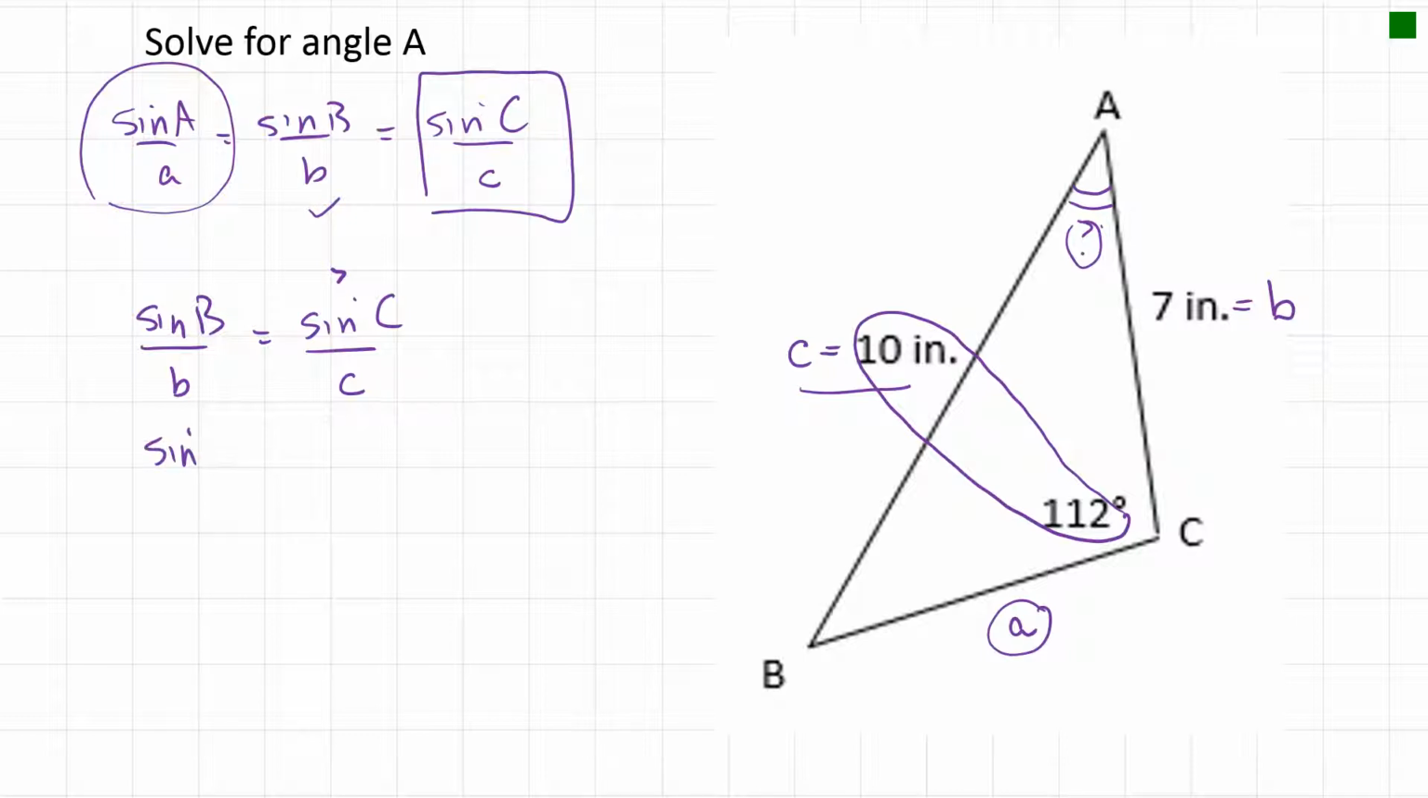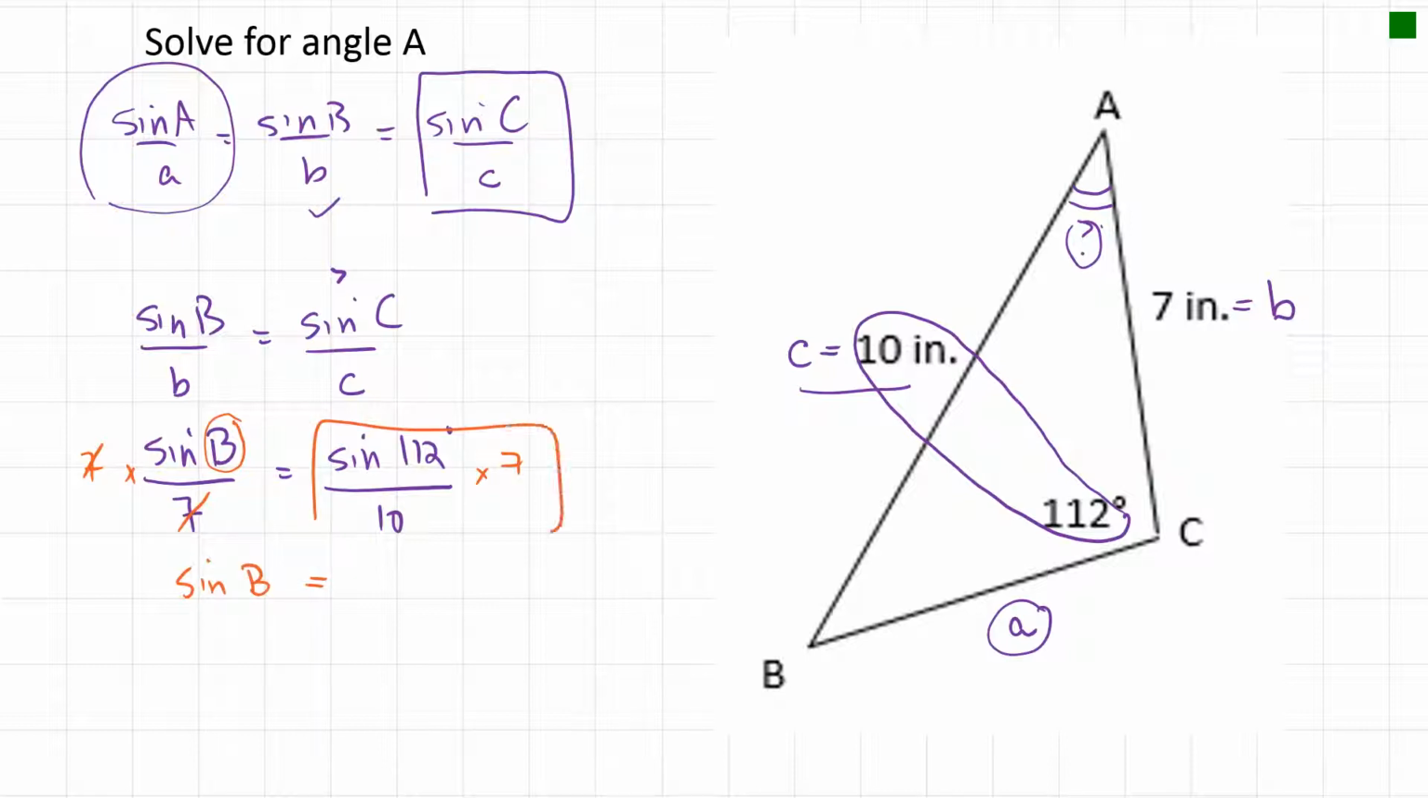So the sine of b, which we don't know, over little b, which is 7, equals the sine of 112 over 10. Since b is my variable that I'm solving for, I need to get rid of the 7, so I'm going to multiply both sides by 7. Cancels on this side, and I end up with the sine of angle B equals this calculation. And using your calculator to get that, you should get 0.6490.